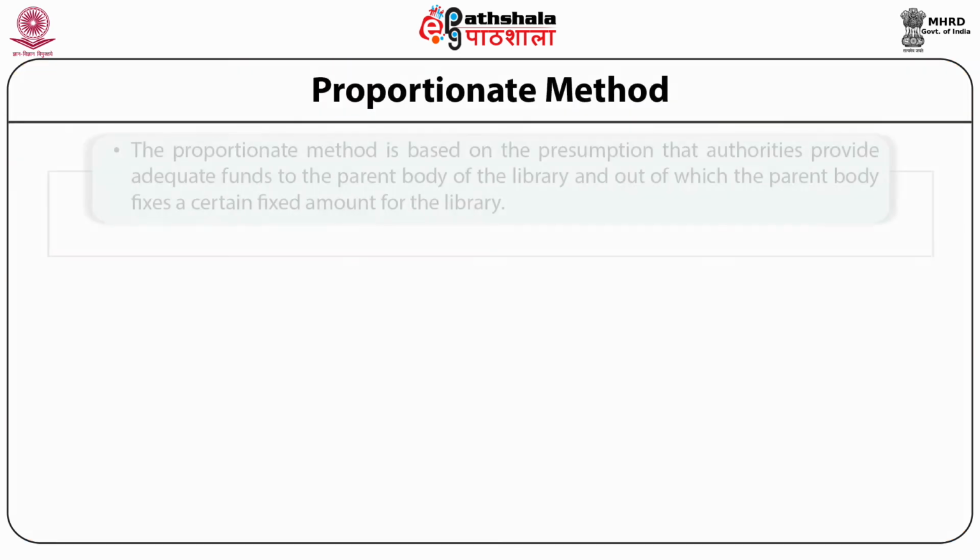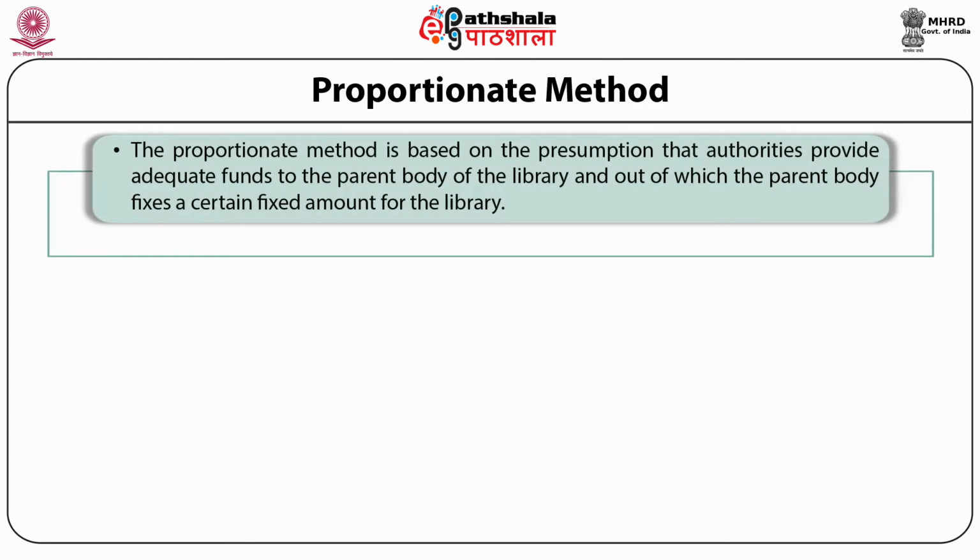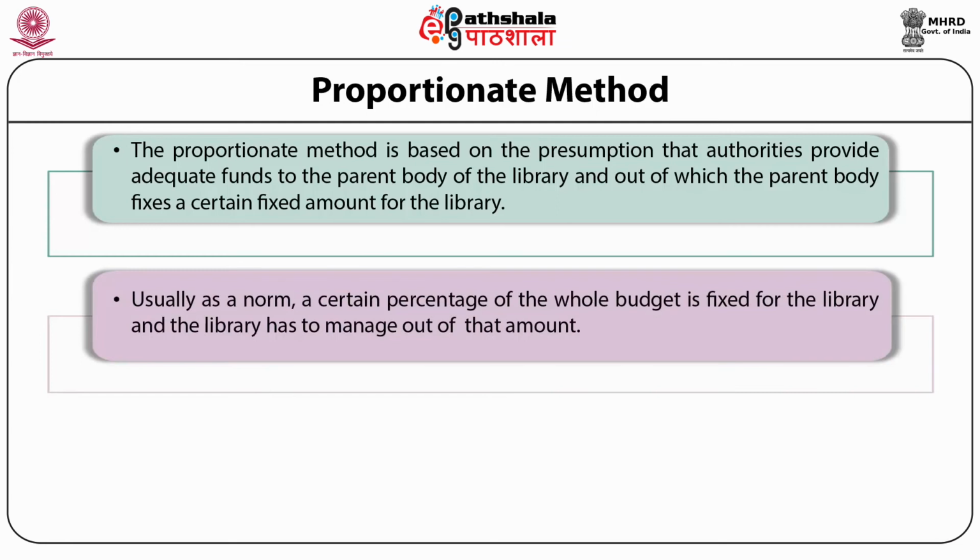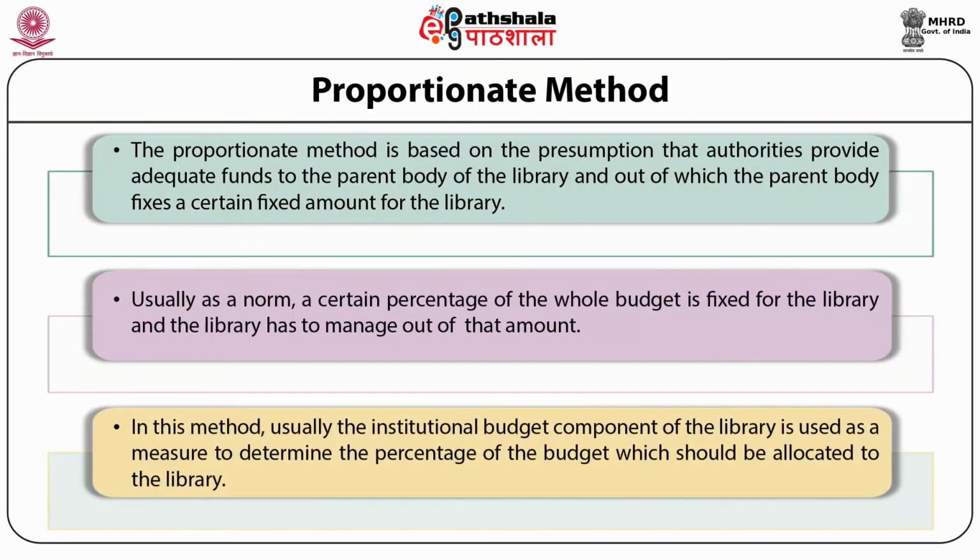Proportionate method. The proportionate method is based on the presumption that authorities provide adequate funds to the parent body of the library, and out of which the parent body fixes a certain fixed amount for the library. Usually, as a norm, a certain percentage of the whole budget is fixed for the library, and the library has to manage out of that amount. In this method, usually the institutional budget component of the library is used as a measure to determine the percentage of the budget which should be allocated to the library.